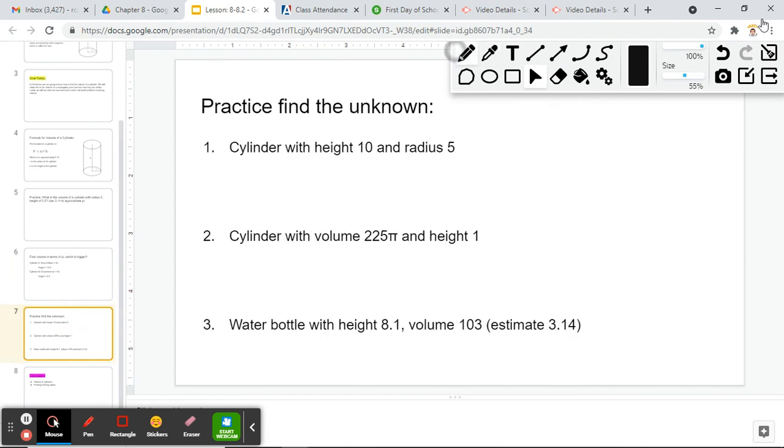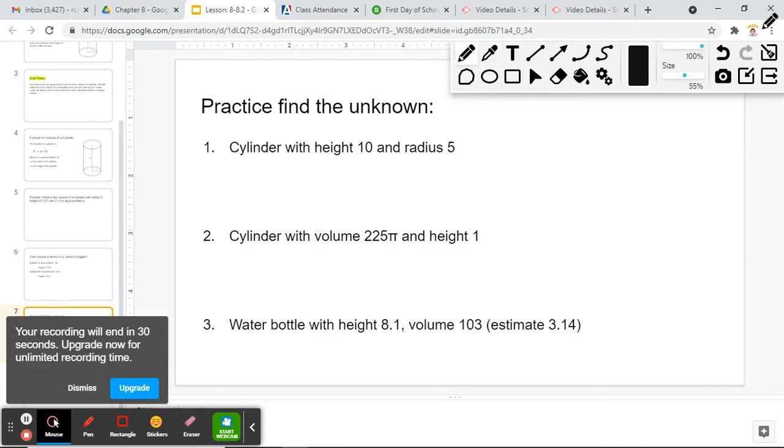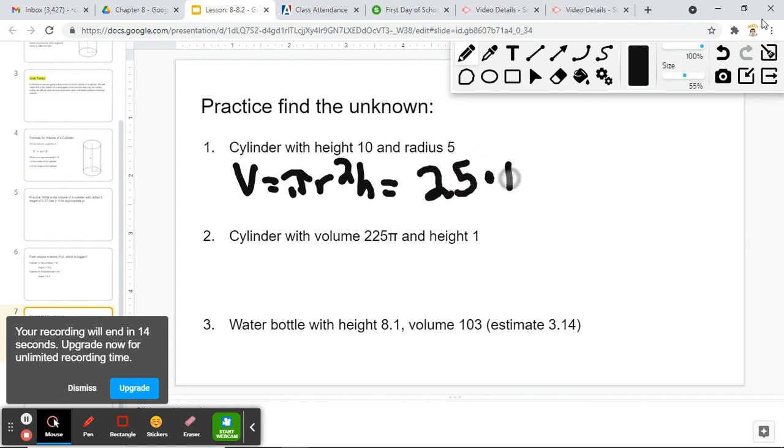All right, last one here. We want to find our unknown. So we have a cylinder with height 10 and radius 5. Volume is equal to pi r squared h, which is equal to, the radius squared would be 25. 5 times 5 is 25. Our height is 10 times pi. So that would be 250 pi.